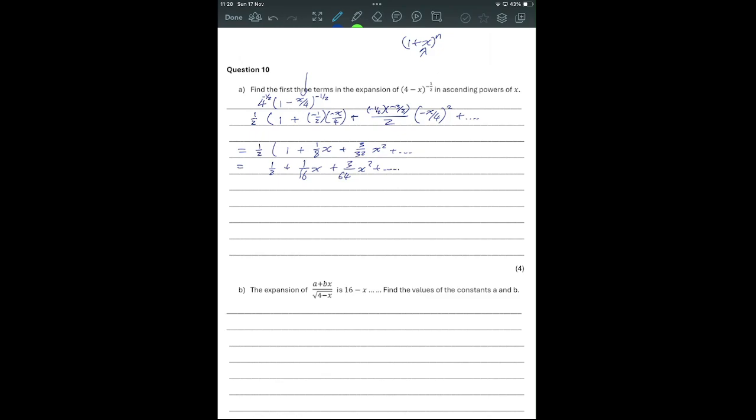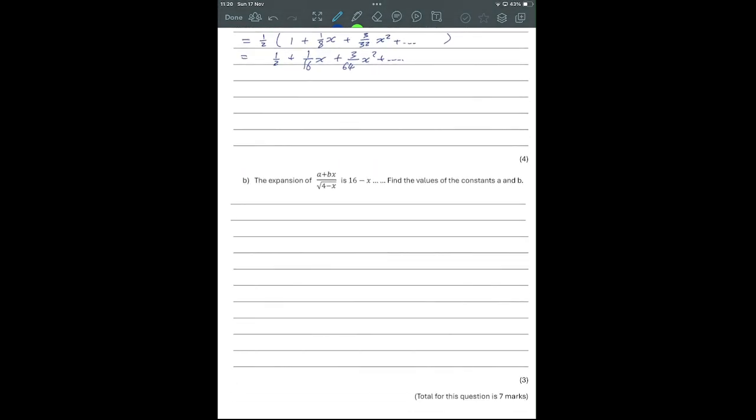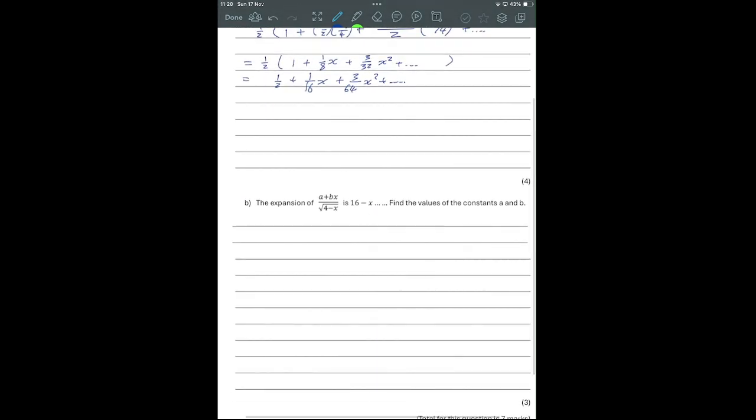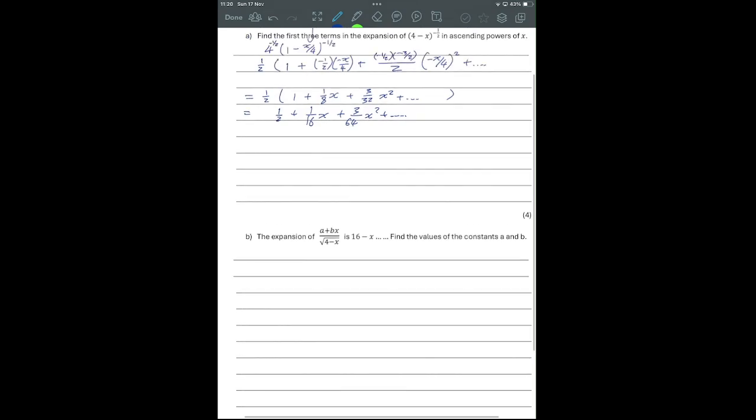I like to always have this plus dot dot dot on the end, because officially there is more stuff going on, so we do need to acknowledge there is more. You don't get marked up or down for it. The expansion of this thing is 16 minus x. Oh, this thing looks very similar to the first part.